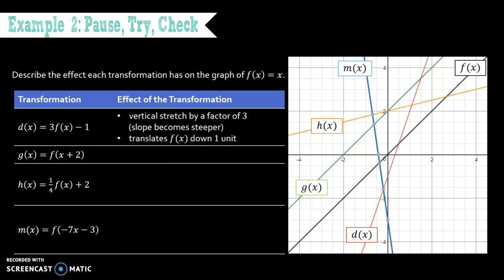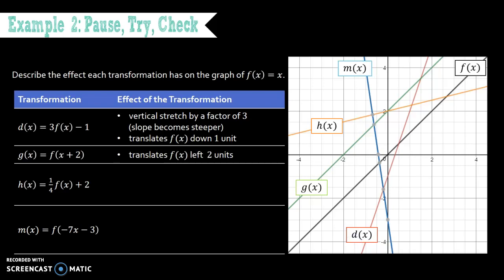You have 2 things going on. You have a vertical stretch by a factor of 3. That's because I'm multiplying my function by 3. And then I'm subtracting 1 from my function. That's going to push the whole thing down 1 unit. So d of x, the red one, you can see those changes.